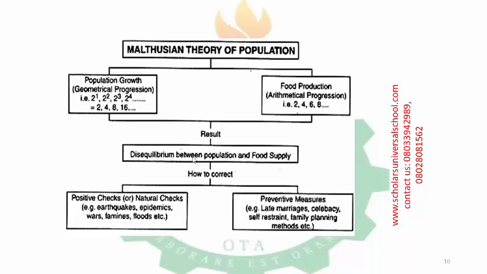So there's a disequilibrium between the population size and the food supply. And he stated the ways to correct this disequilibrium. The first one is a natural check, which was explained in the previous slide.